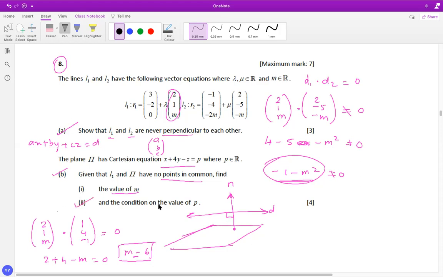And the condition on the value of p for which it does not have anything in common: this line contains the point (3, negative 2, 0). If there's no point in common, it means that (3, negative 2, 0) should not lie on this plane. So it must not fulfill this equation. So 3 plus 4 times negative 2 minus z, with z equals 0, should not be equal to p. So from here, 3 minus 8, that's negative 5. So p should not be equal to negative 5. So p can be anything, but p should not be negative 5.